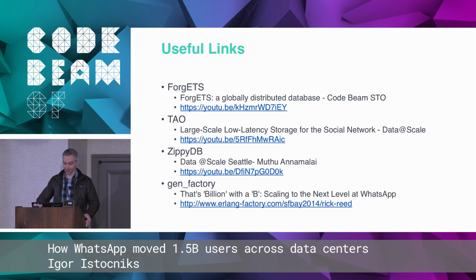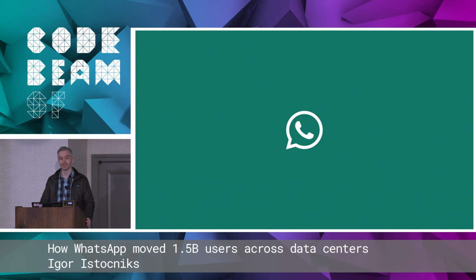I mentioned several topics during this talk: Forget, Tau, ZPDB, and Gen Factory. All of them were covered in previous conferences. These are the names of the talks and links to those talks. This presentation is actually available in the app, so the links are ready to be clicked. Yeah, thank you.